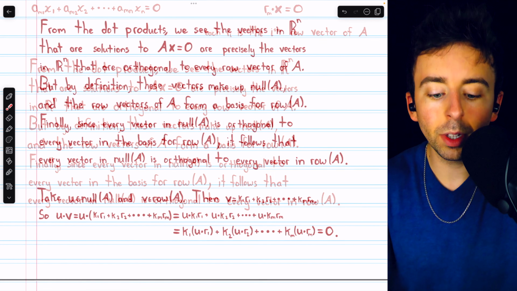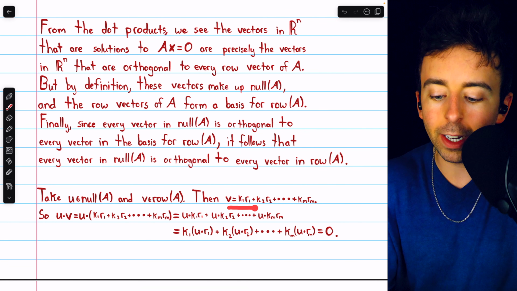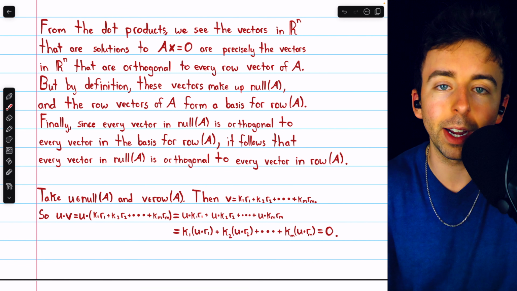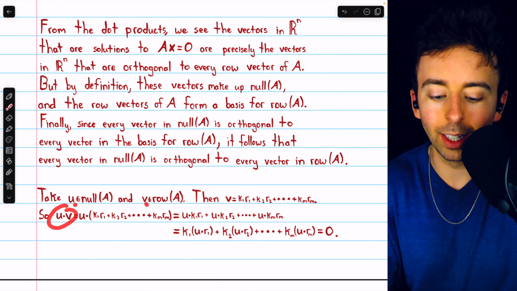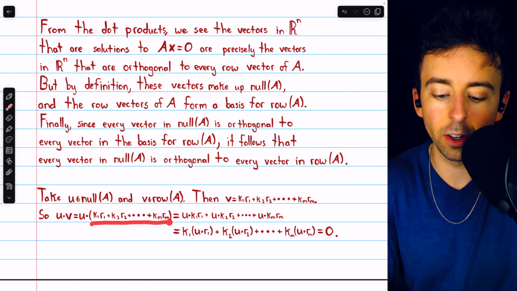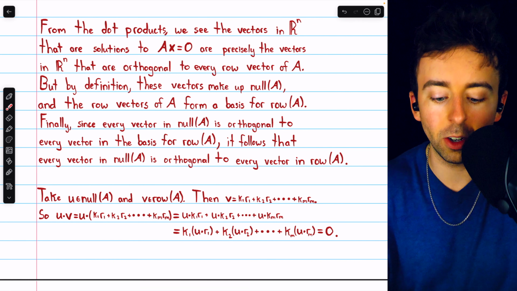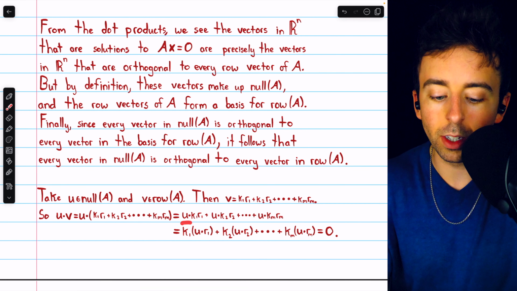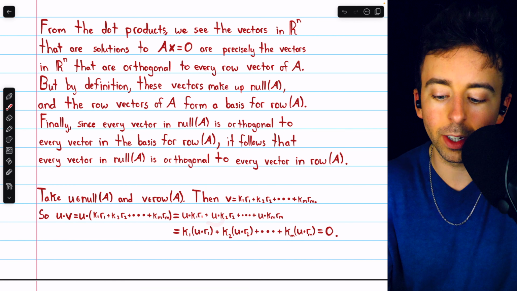Let's quickly justify it. So let's take an arbitrary vector u from the null space and an arbitrary vector v from the row space. Since v is in the row space, it can be written as a linear combination of the basis vectors, a linear combination of the row vectors. So u dot v can be written like this: u dot that linear combination of the row vectors, which is used to express v. But the dot product distributes across addition, so we can write this as u dot that first term in the linear combination, plus u dot the second term in the linear combination, and so on. Now in each case, we could take the scalars from the linear combination, k1, k2, and so on.